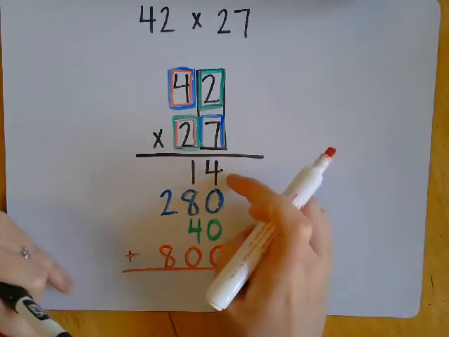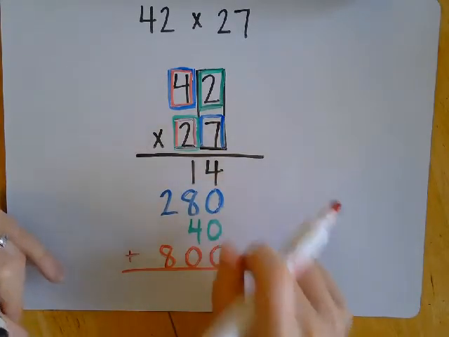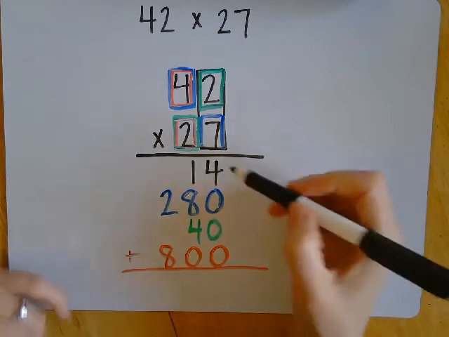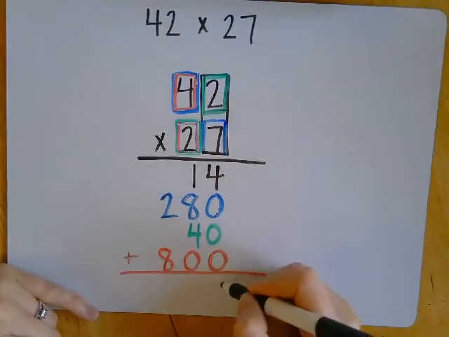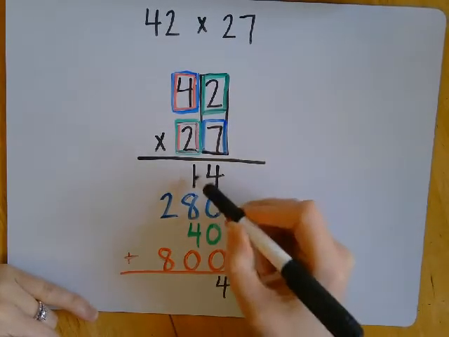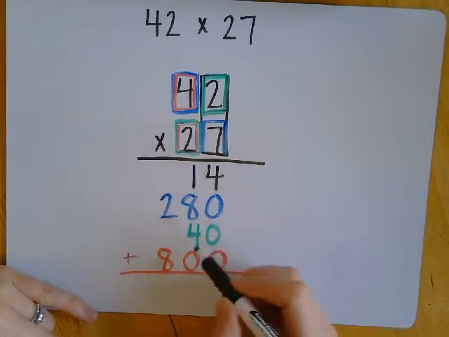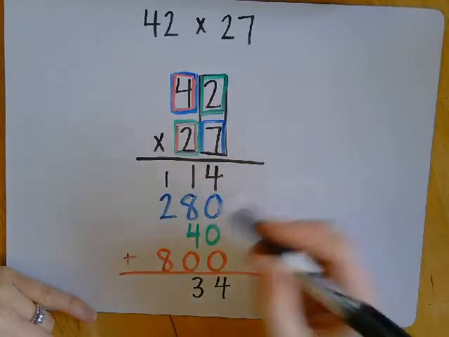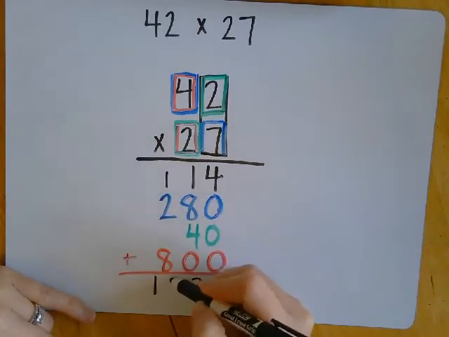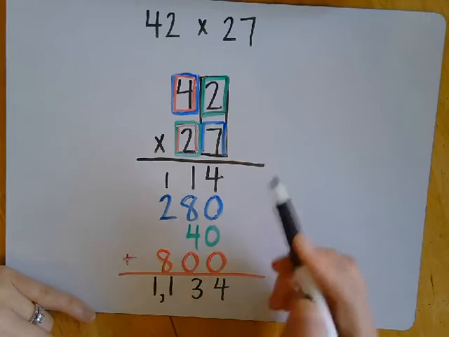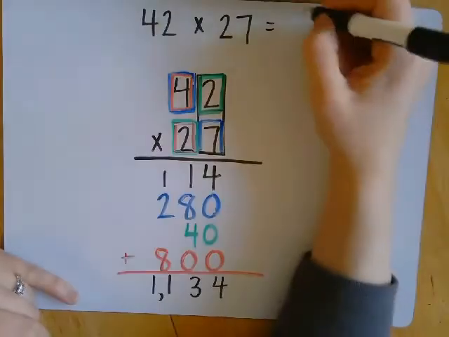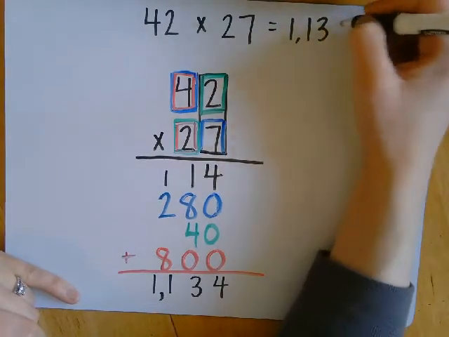Now that I have each of the partial products, I can add them together to get my final answer. 4 plus nothing is still 4. 1 plus 8 is 9, plus 4 more is 13. 1 plus 2 is 3, plus 8 more is 11. So 42 times 27 equals 1,134.